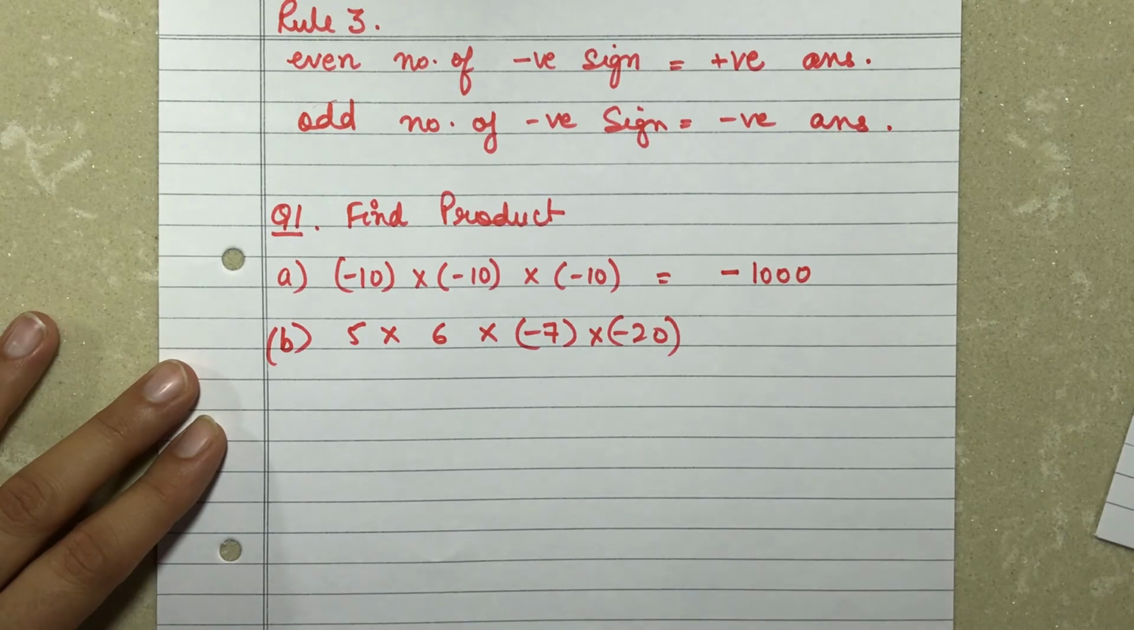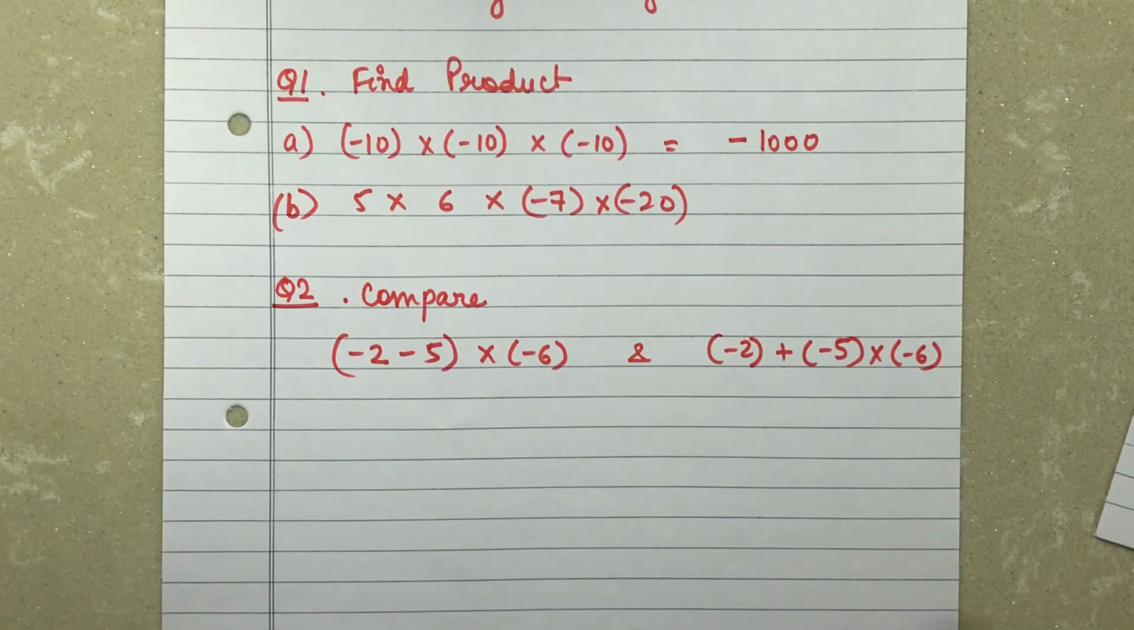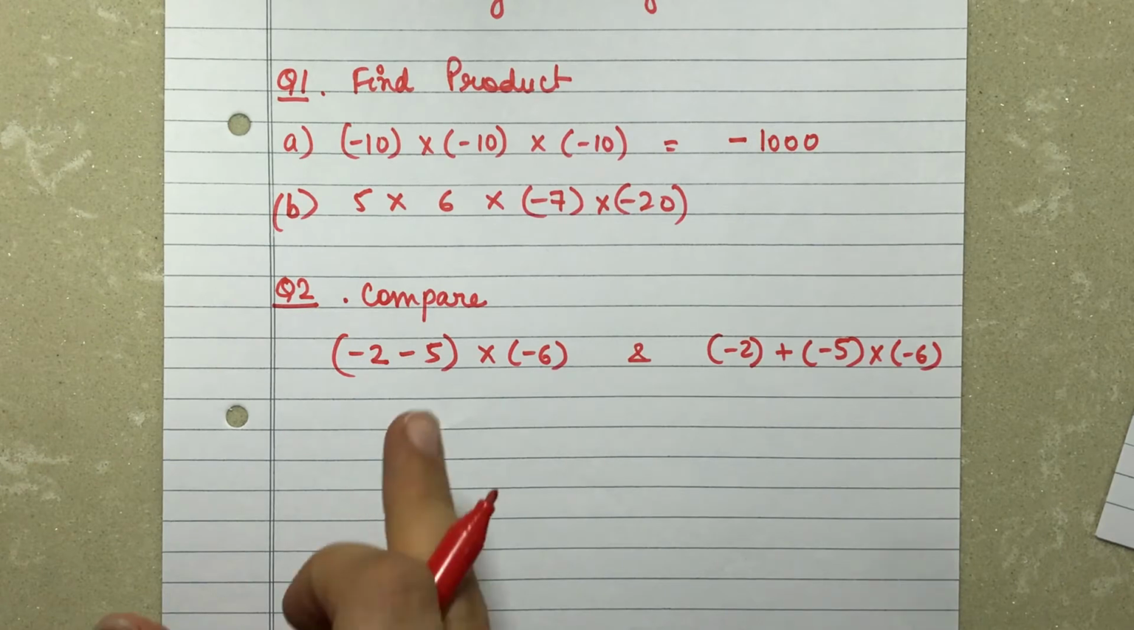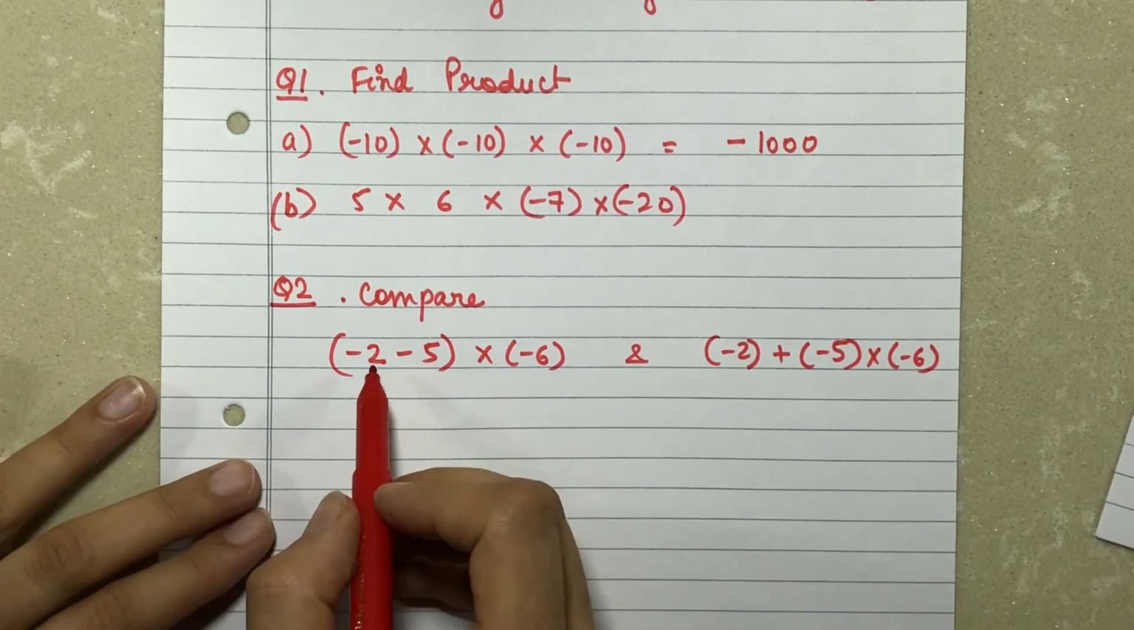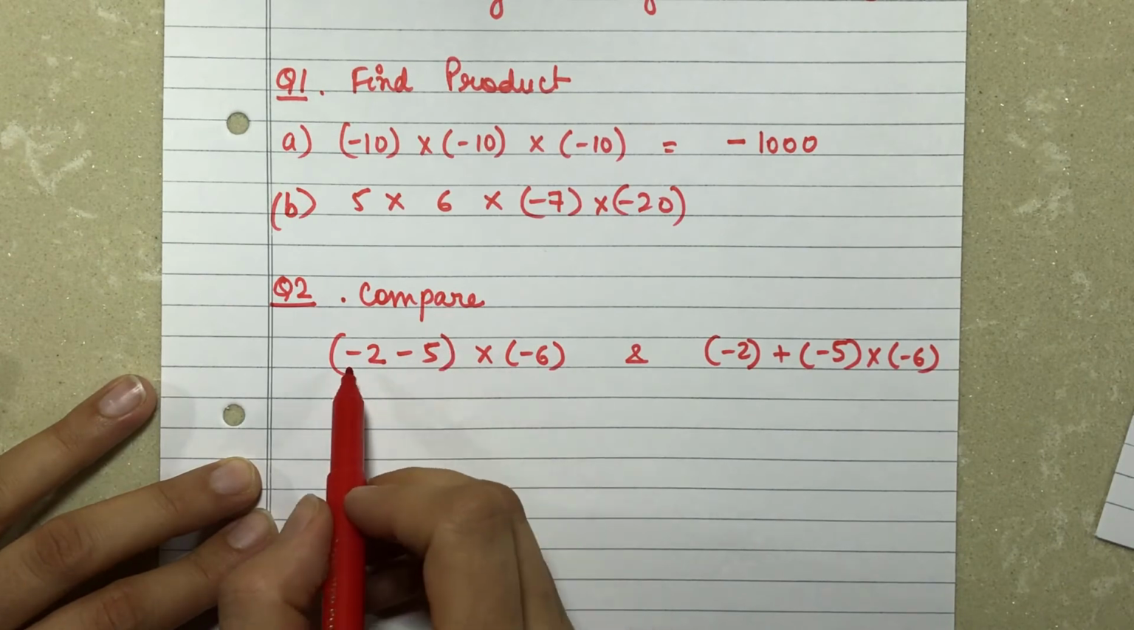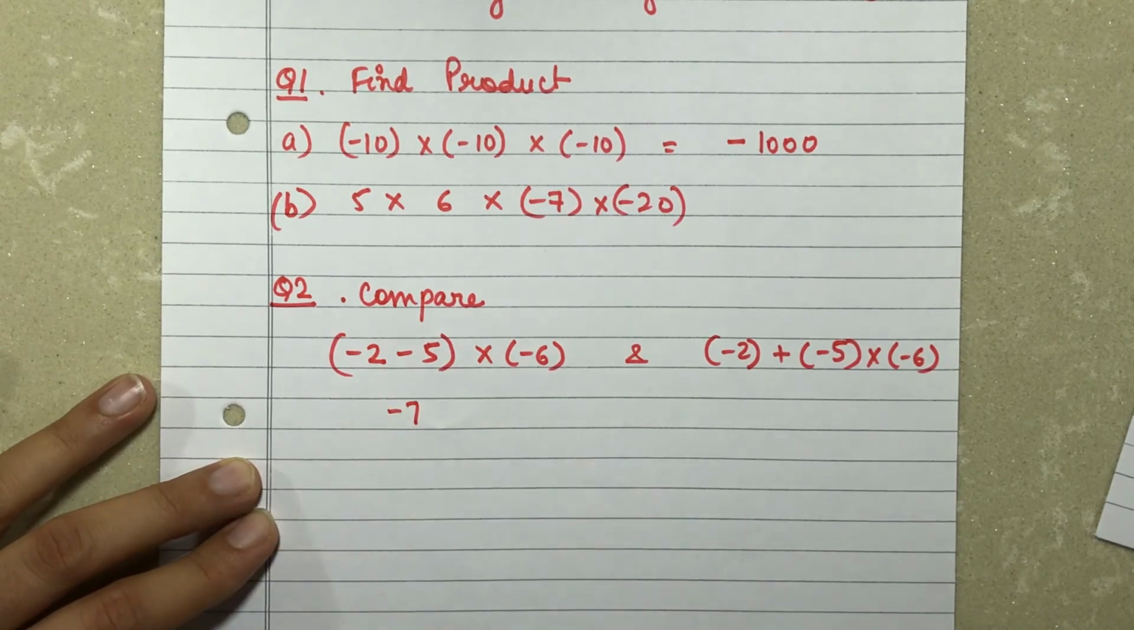Let's look at question number 2. The different types of questions that I'm taking are so that you get an idea of what type of questions can come in your exams related to this topic. The next question is, you have to compare these given numbers. So let's see, minus 2 minus 5 gives me an answer minus 7.